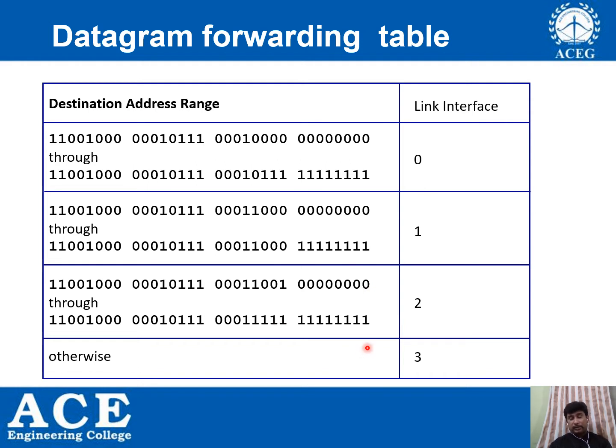So all this remaining address will be assigned with link interface 2. Suppose my address does not belong to any of these three address ranges. So what do I need to do? If the address which I have received in the datagram is different from all the above address ranges, I will opt for the fourth destination address range, which is otherwise, and I will select link interface 3. So this is how the datagram forwarding table will be used in datagram networks to forward a datagram which is received at the router.